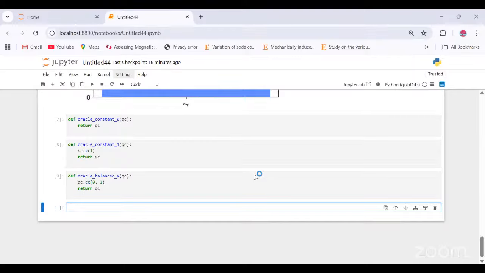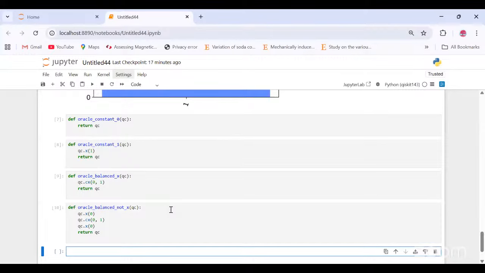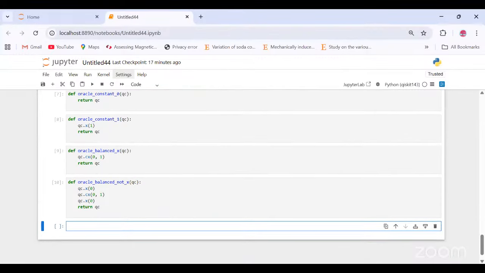So now I am having the code in it that will flip the first qubit and apply the same CNOT gate.